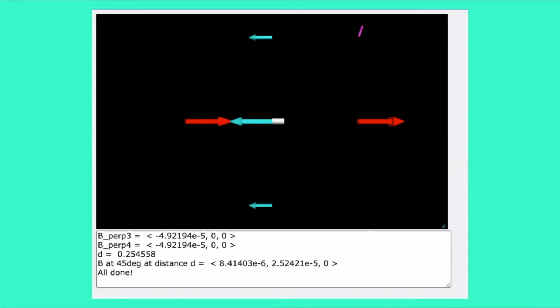As you can see here, where it says B at 45 degrees at distance D, in the Y direction, we have 2.52 times 10 to the -5. And if we remember back from our Excel sheet, it was relatively close, as it was 4.6 times 10 to the negative fifth. So it's not exactly the same. There is some human error with it, of course, with calculations and everything. It won't be perfect, but it is still relatively close.